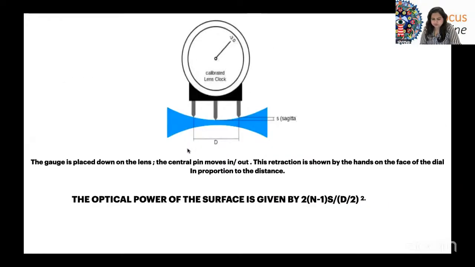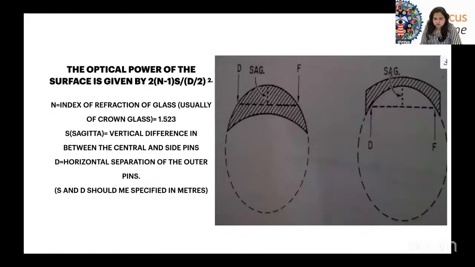As in, if we have this lens clock and we have a concave lens, the difference in height between the side pin and the central pin is known as the sagitta. This sagitta is to be noted, and the optical power of the surface can be calculated by this particular formula. So this is the sag being shown. This is in the case of a concave lens, and this is in the case of a convex lens. In the concave lens the pin has moved outwards, and in the convex lens the pin has moved inwards.